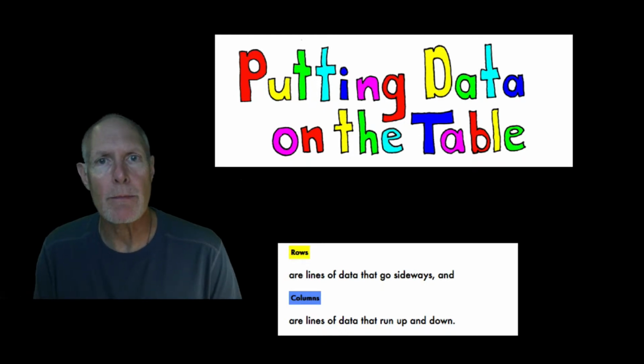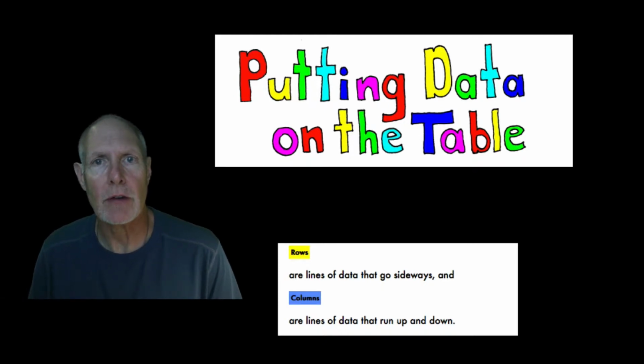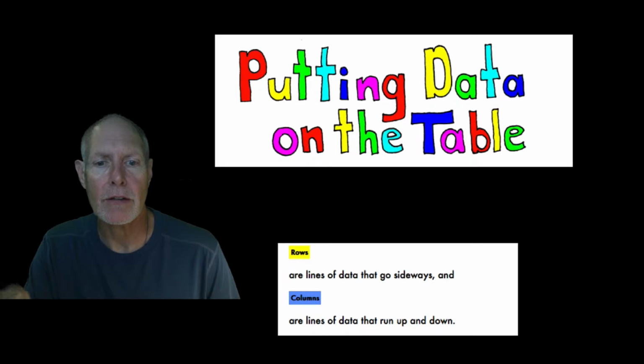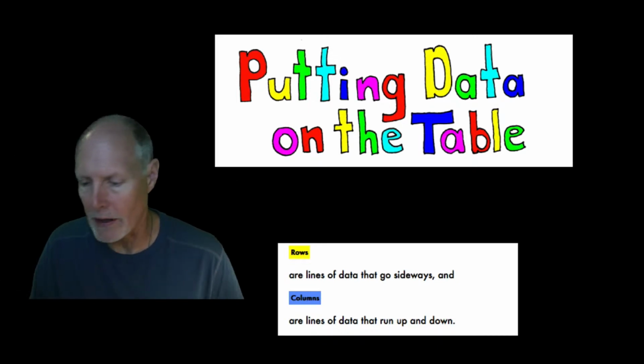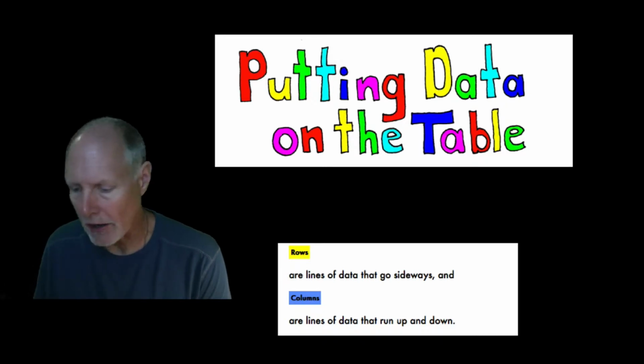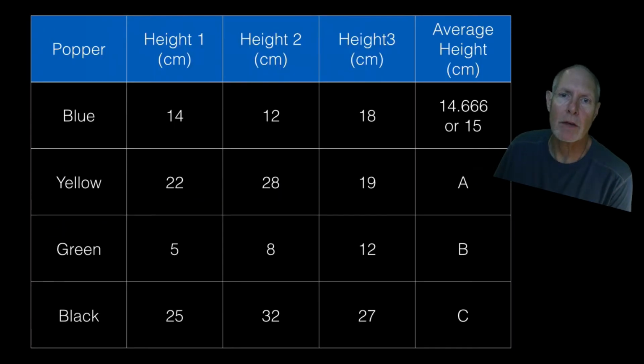So remember when we built a data table, tables are actually made up of two items. There's rows, those are the lines that go across, and then there's columns that run up and down. And although that sounds really simple, it's important because we use those rows and columns to put information in. So it might look something like this.